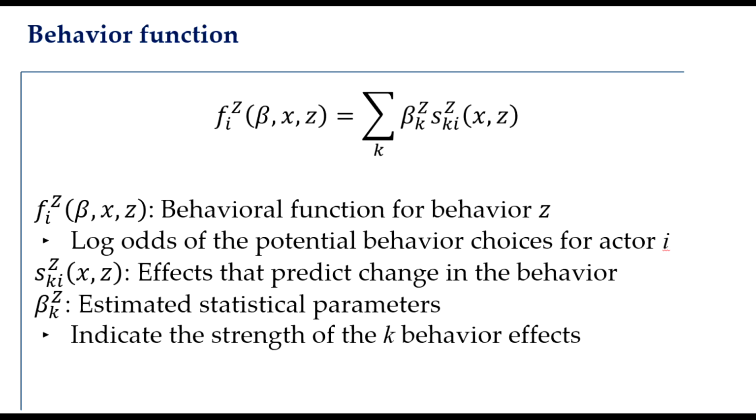So for the network function, the beta coefficients are going to be the estimated statistical parameters that indicate the strength of the network effects, while the beta coefficients from the behavior function indicate the strength of the behavior effects. After you estimate a model with SIENA, these beta coefficients describe the average effects within the network, and they are what we usually report.